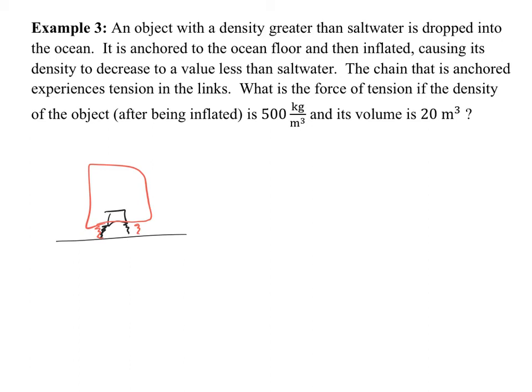Again, it is more dense. It sinks. We chain it down to the bottom. You inflate it, which makes it want to float, but since it's chained to the bottom, it is still there. It is now the red shape. The red shape is the current shape right now. It started as this smaller shape. It then expanded. I'm showing that with the red shape.